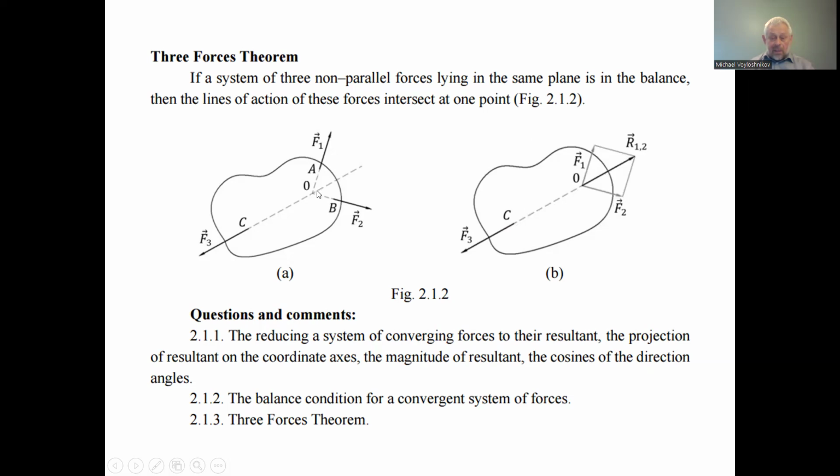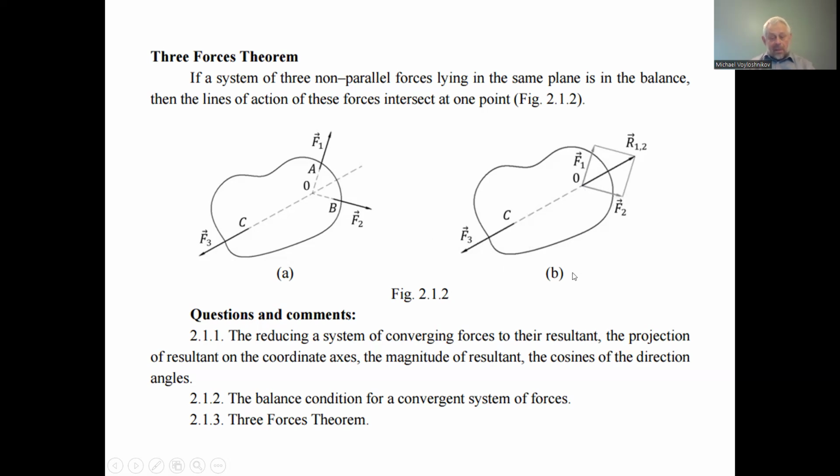This means that the point obtained from the intersection of the lines of action of forces F1 and F2, where the resultant of these two considered forces lies, must at the same time lie on the line of action of force F3. That's why the lines of action of these three forces intersect at one point, this point O.